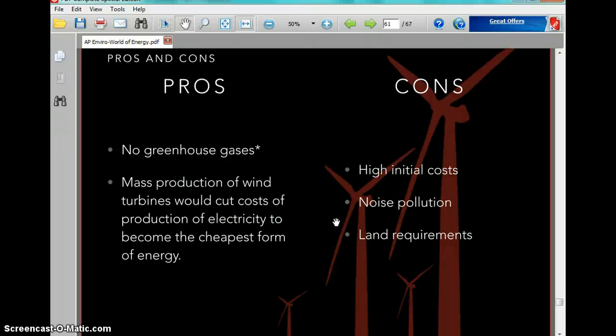Cons: right now there's a high initial cost. It took about $1 million to make the one that my grandfather did. I believe it was over $1 million. There is noise pollution, especially with multiple wind farms. And then you have land requirements. There has to be a breeze, but right now the offshore wind farms are really what's powering Europe, because they have the space to be able to.